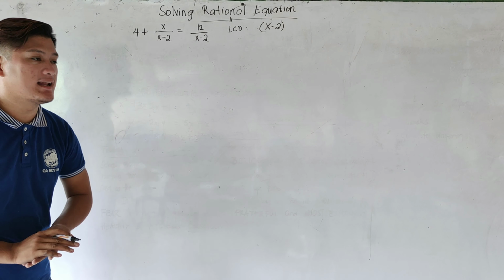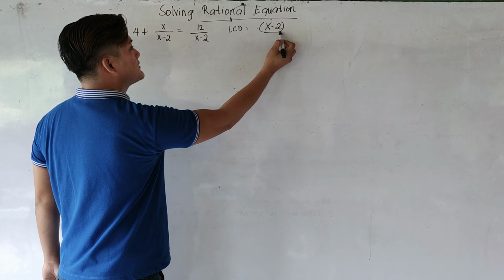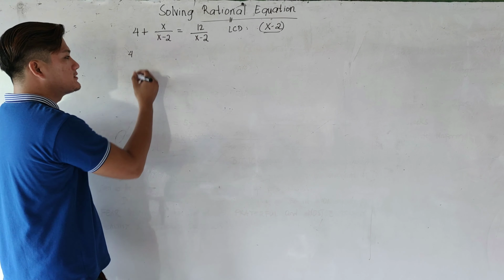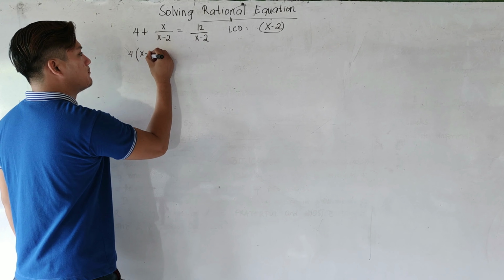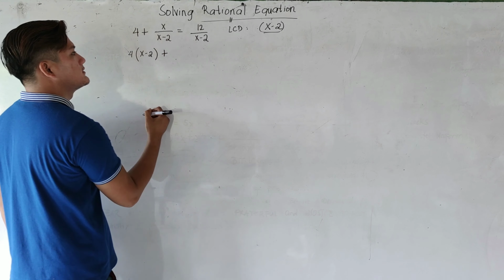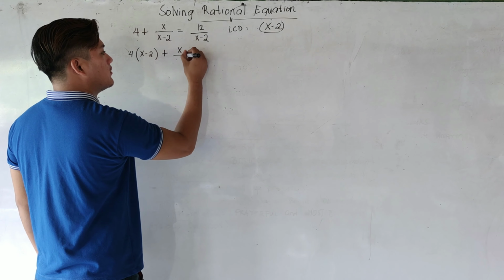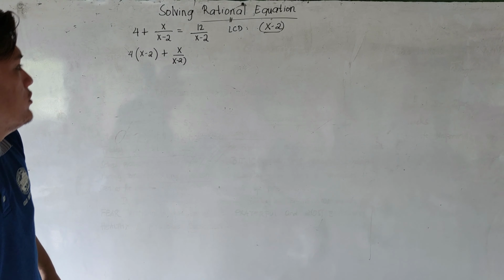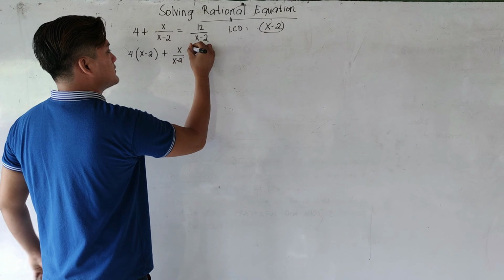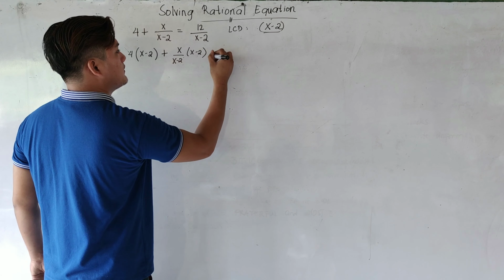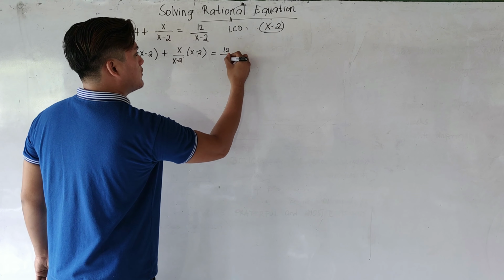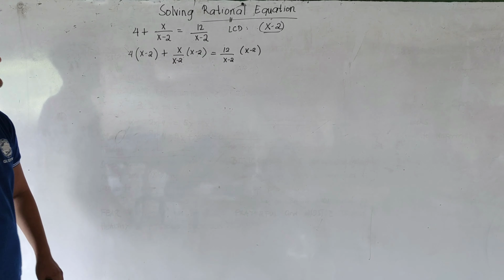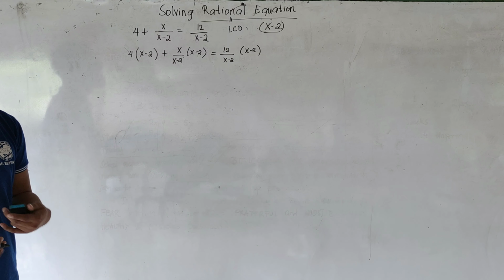Okay, what will we do with our LCD? We have to multiply the LCD to each term. So 4 times the LCD, x minus 2, plus x over x minus 2 times the LCD is equal to 12 over x minus 2 times the LCD. Okay? So what will happen next?